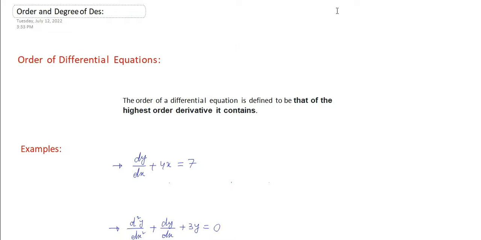In this video lecture, we are going to see what is order and degree of a differential equation. Now, let's begin with the order. The order of a differential equation is defined to be that of the highest order derivative. Now, here is the word highest order. Alright, now what does that mean?